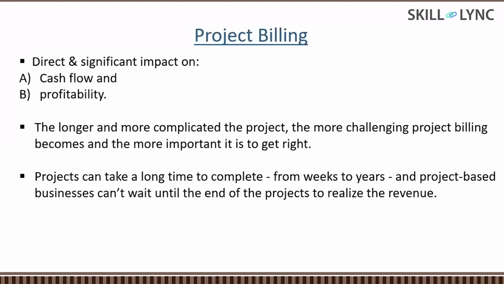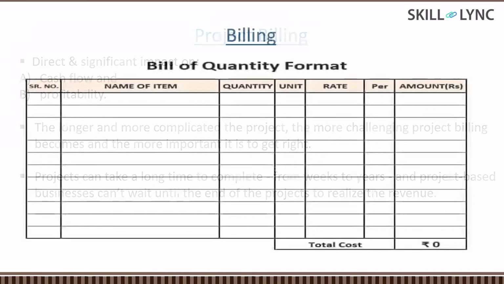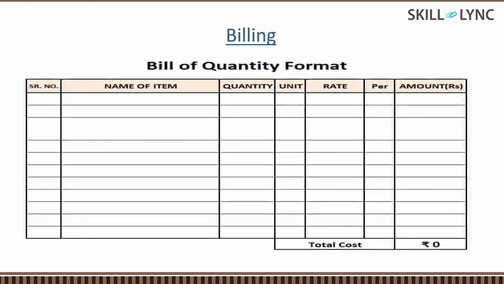Now we have understood the importance of project billing. So this is the BOQ format. Any civil engineer working in the billing department will ultimately be working on this simple thing. Here we can understand the name of the item. Here the concrete, steel, excavation, structural steel, shuttering work, brick work, plaster work, everything will be coming in this.